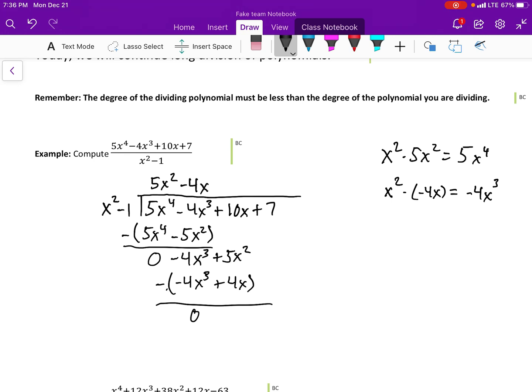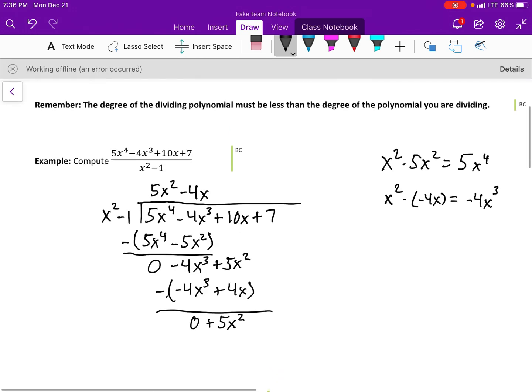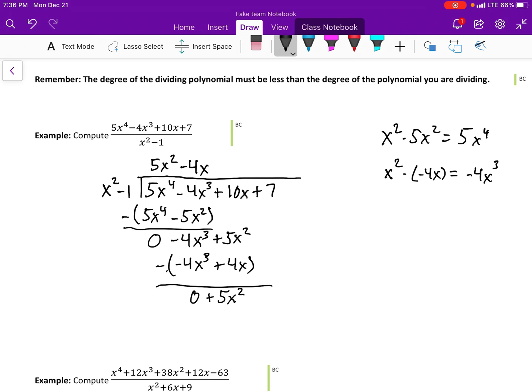And now in this case, I know I didn't carry it down, but I do have a positive 10x up there. So I have 10x minus 4x. And so I'm going to carry down the 5x squared. And then we have 10x minus 4x is going to give us 6x. And then just for good measure, I'm going to carry down the 7 as well.